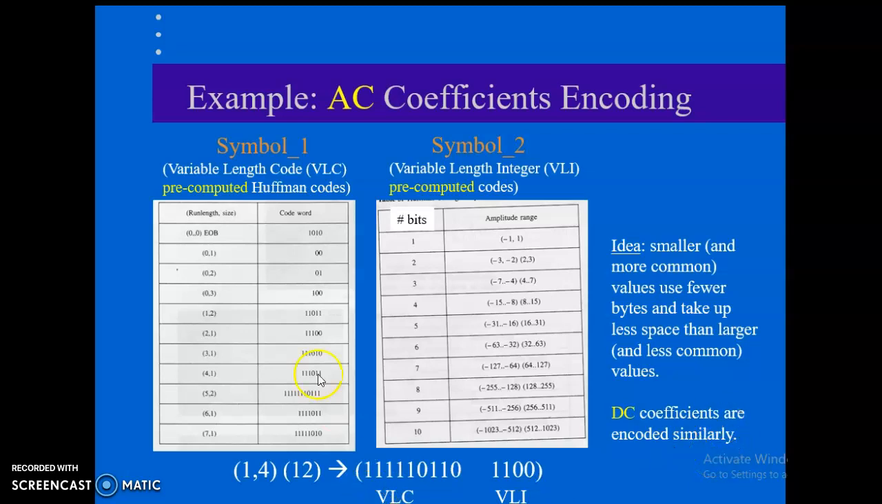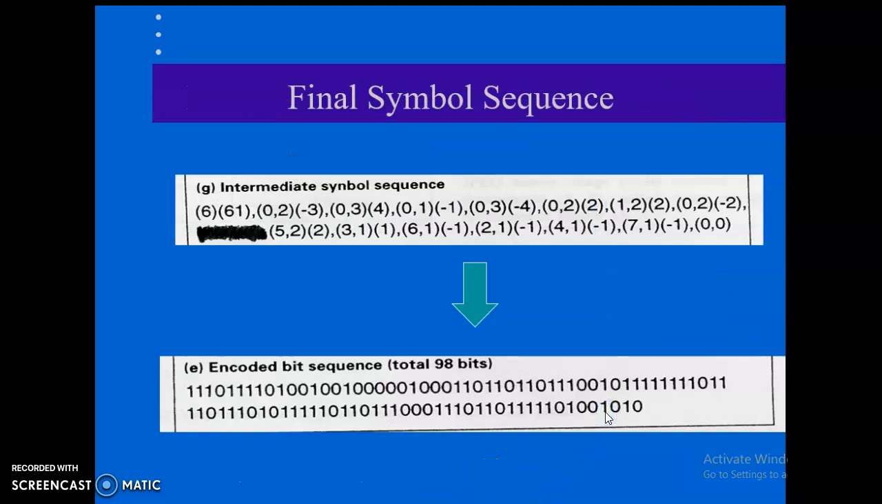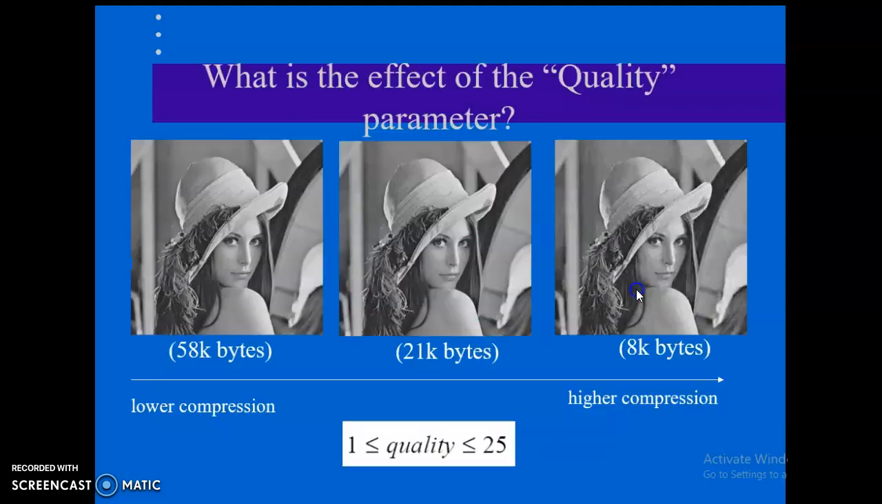Here, in VLC and VLI: 1, 4, 12. For this 1, 4 is the VLC, for 12 it is 1100, this is the VLI. Final symbol sequence, intermediate symbol sequence, and encoded bit sequence: total 98 bits.